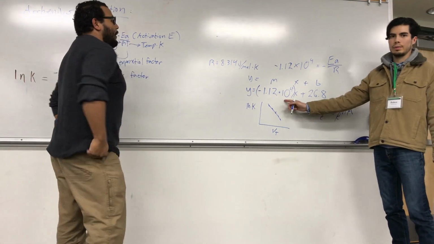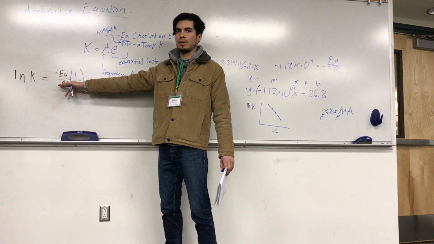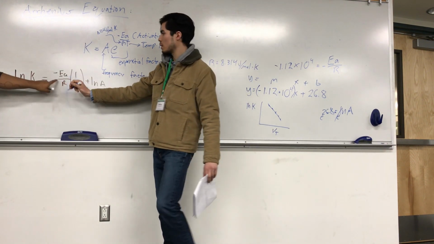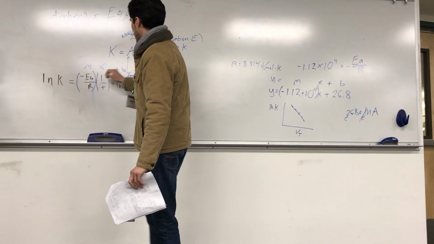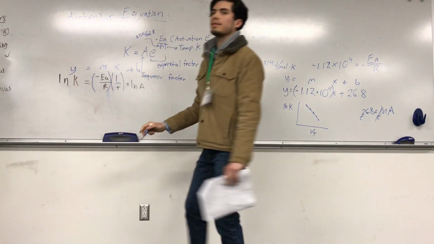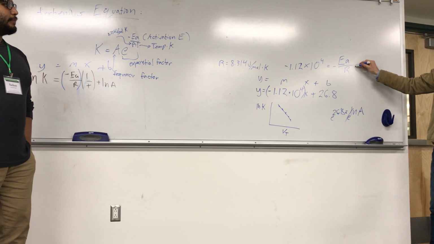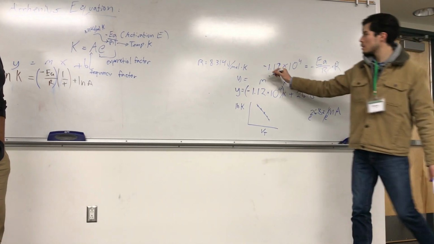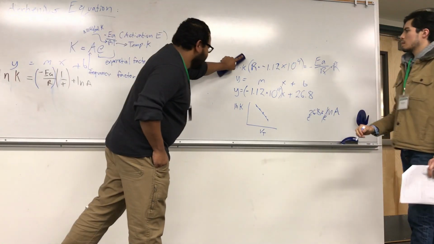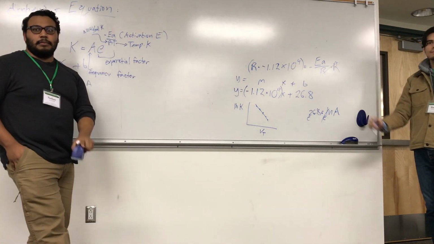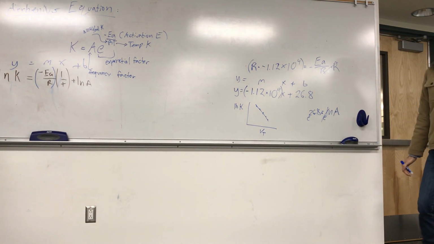So we said this is our slope, and we said that our slope in the Arrhenius equation is equal to activation energy over R. This is m, this is x. We just make them equal to each other. We multiply both sides by R to cancel our R, and that equals our activation energy. Do you see the extra step? It's kind of subtle, but it's there, and you need to remember that last step.